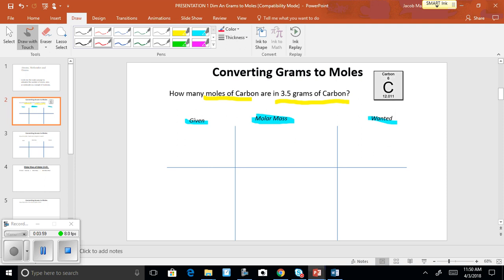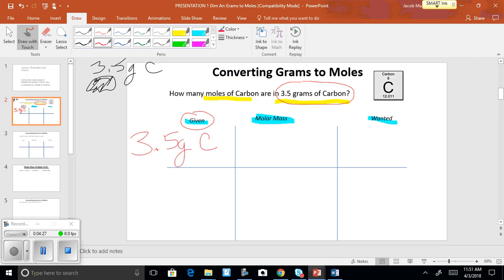So let's start with our given. Our given in this case is what amount they gave us in the problem. In this case, 3.5 grams of carbon. So imagine someone gave you some carbon. Here's my carbon. And it weighed 3.5 grams. Imagine someone literally just gave that to you. So that's my given. And I'm going to write that here. 3.5 grams carbon. I'm going to put that over 1. Just remember to put a 1 there. You're going to do that for all these other problems too.